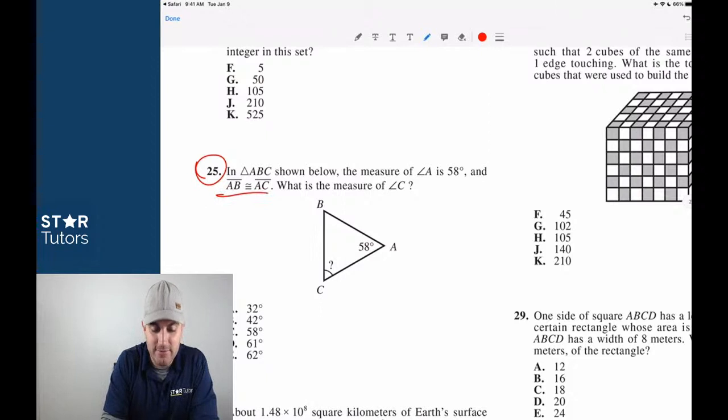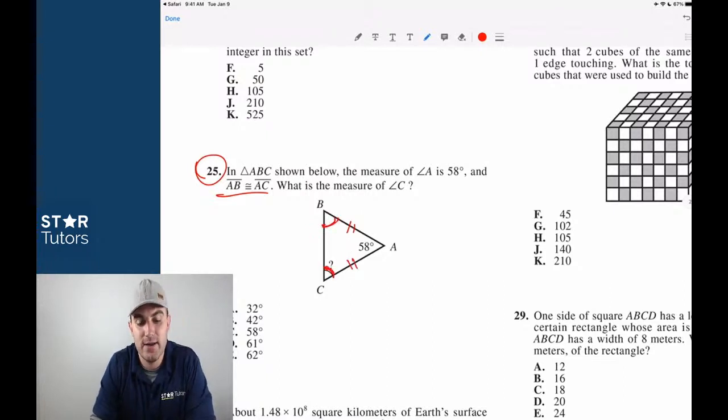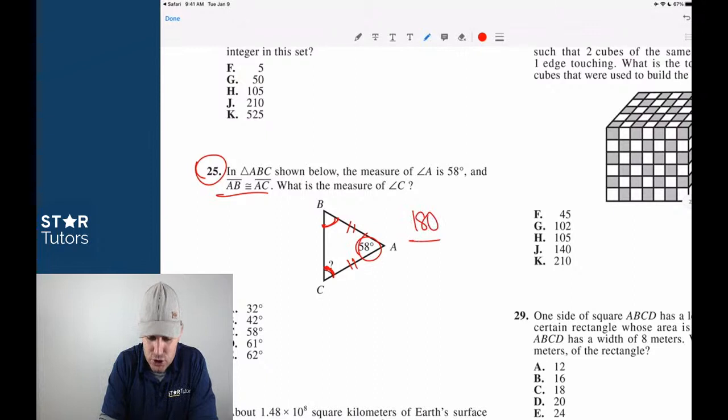If side AB is equal to side AC, well, that means that these two angles, by the isosceles triangle theorem, would also be equal. So if this is 58 and these two angles are equal, we just do 180 minus 58, which is equal to 122.